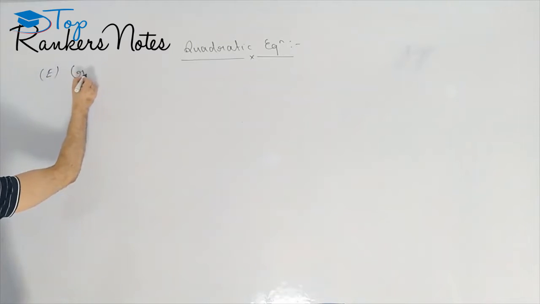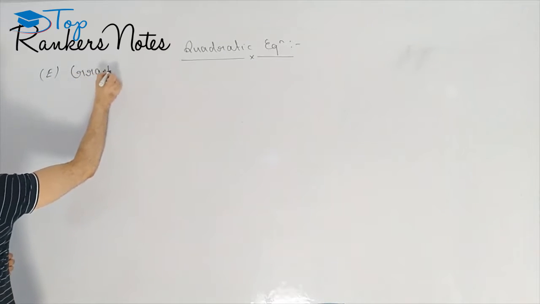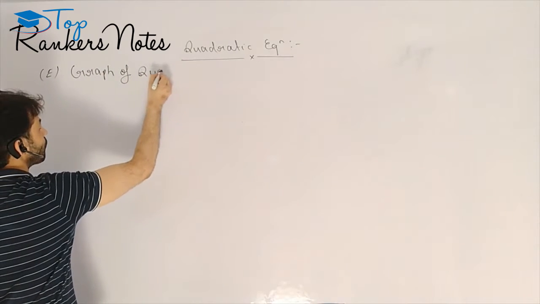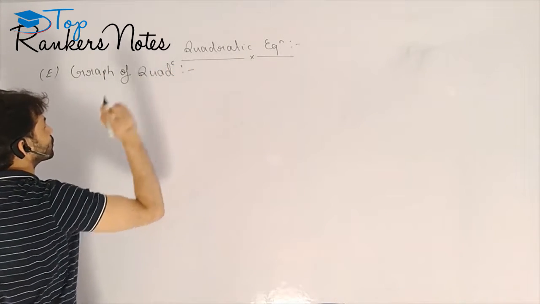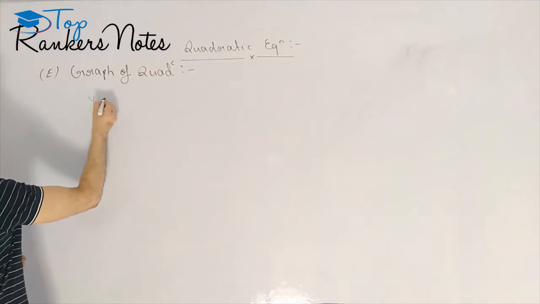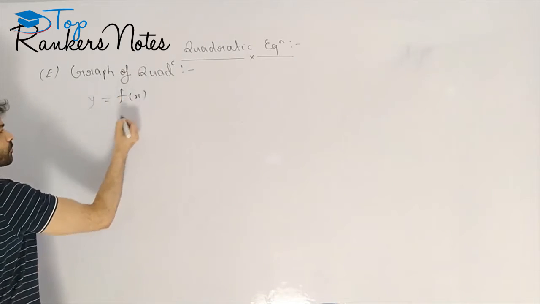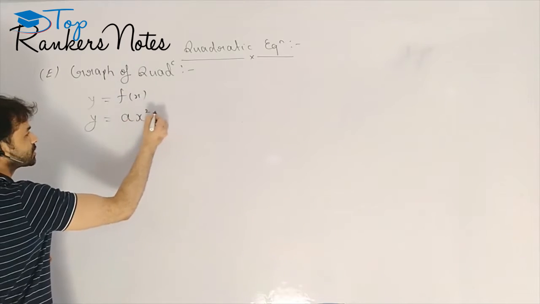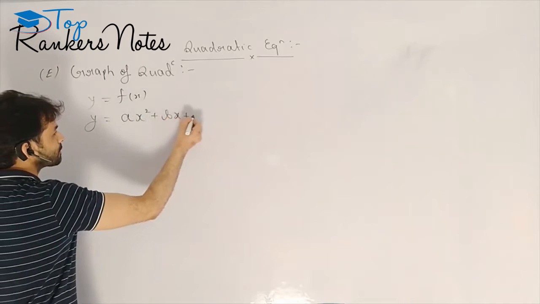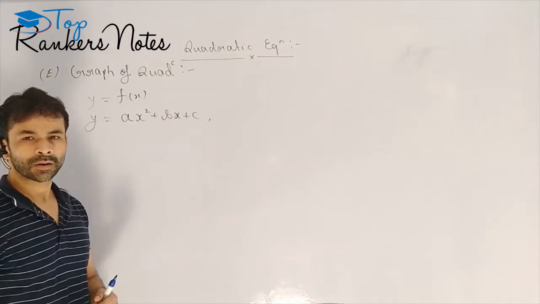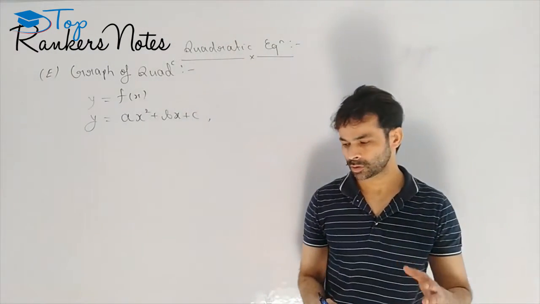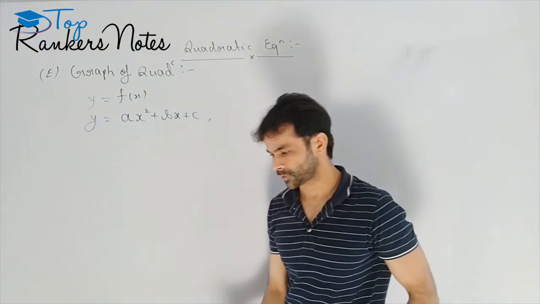Okay, graph of quadratic. So we have the function and the function is quadratic expression ax square plus bx plus c. We have to draw the graph of this quadratic expression. Okay.